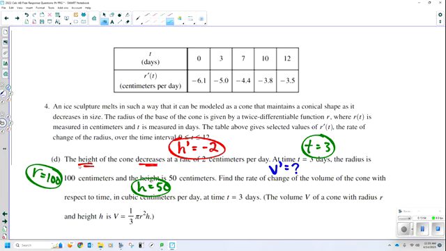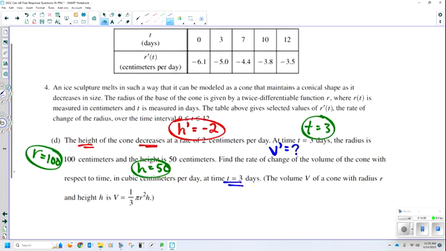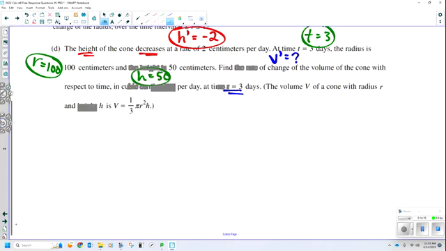When time is 3. The volume of a cone, thank you for giving that to us, although we should know that, it's almost a basic one, is volume equals 1/3 pi r squared h. The first thing we're going to have to do here is find V prime from this. We're going to take the derivative of this.